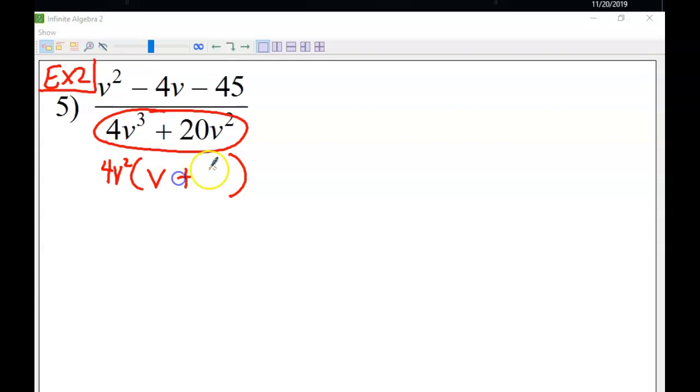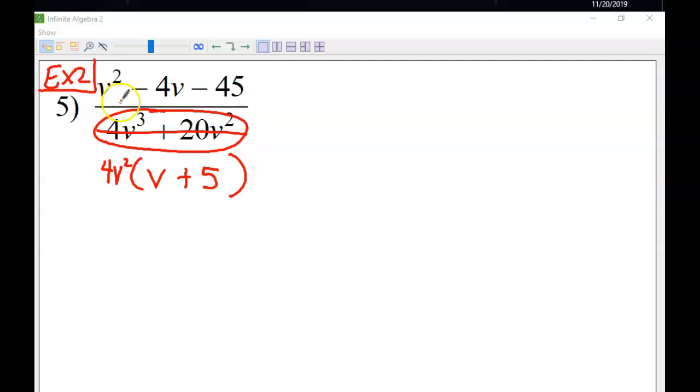V plus 5. Can I factor this anymore? I probably won't make the factorings too challenging on this, because the focus in this chapter is more on the rational expressions. So oftentimes it'll just be one thing like that, where you have to do one thing. So that one's factored. So now let's factor the top.